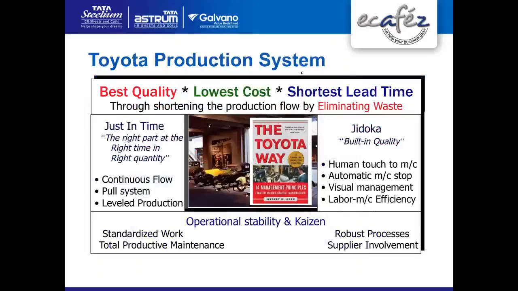So the Toyota production system was changed and modified by MIT professors as the lean management system or lean manufacturing system, which has a special characteristic to produce the best quality product at the lowest cost in the shortest lead time. And how can they do it? By elimination of waste. The two main pillars of lean manufacturing are just in time and JIDOKA. These are the two techniques. And then bringing stability in the day-to-day operations through Kaizen and various techniques, which we have already discussed in previous seminars and will be dealing with in future webinars.